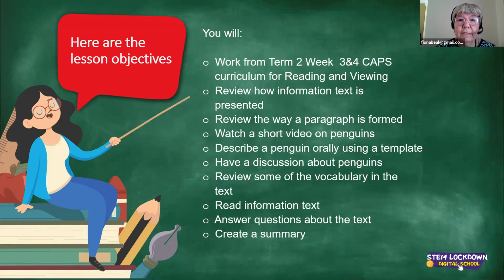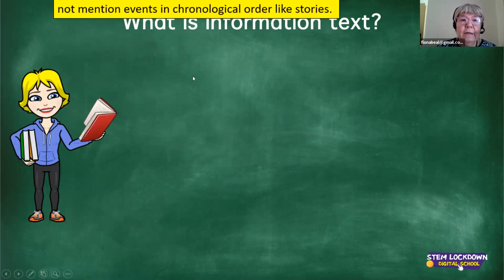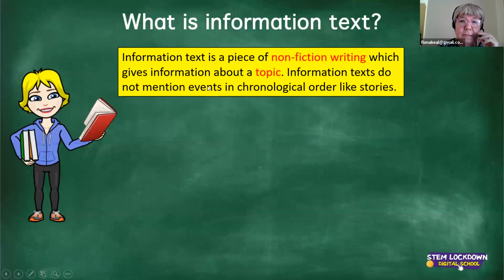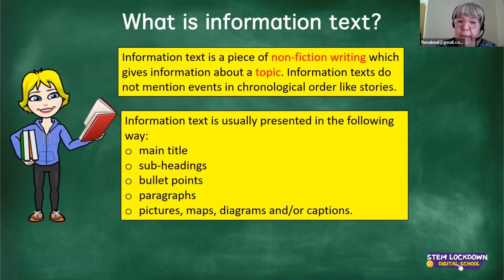Okay, so let's start. Now we're going to quickly review information text. As you know, information text is a piece of non-fiction writing which gives information about a topic. Information texts do not mention events in chronological order like stories. Information text is usually presented with a main title and subheadings. Sometimes it uses bullet points, but mostly it uses paragraphs. And you'll also find pictures with captions, maps, diagrams, etc.